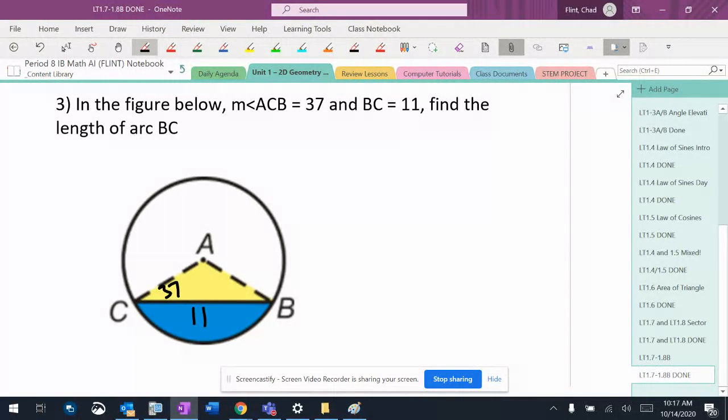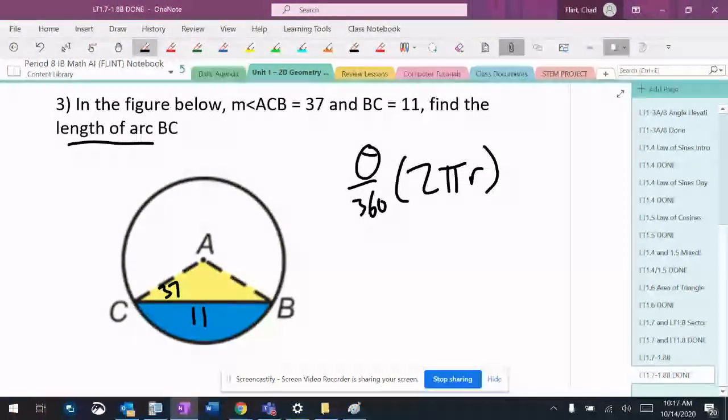I need to do this. I need theta over 360 times 2 pi r, the length of an arc. I do not have the radius, and I also don't have the angle, because the angle is right here. So I'm missing both of those things. I don't have the radius because the radius is here or here, one of those two. So now I've got to think about, well, what could I do to get either of those things?